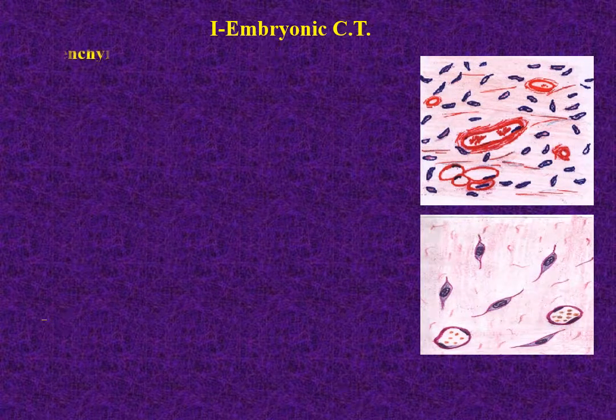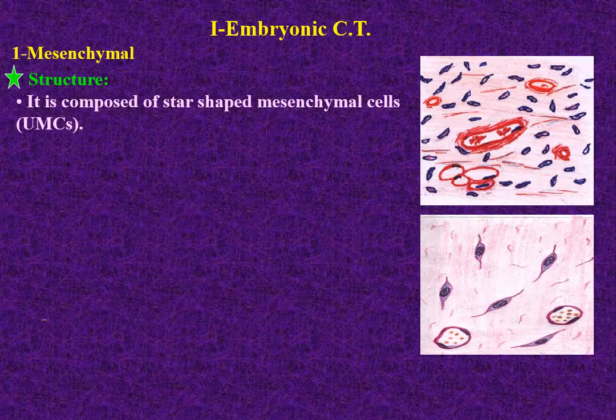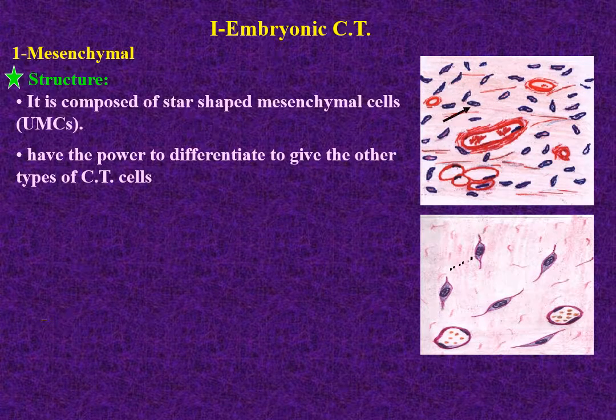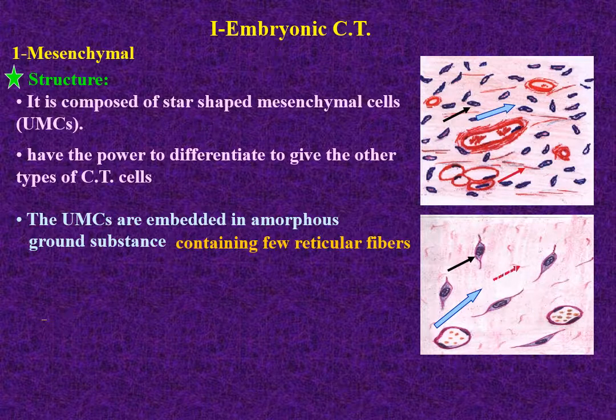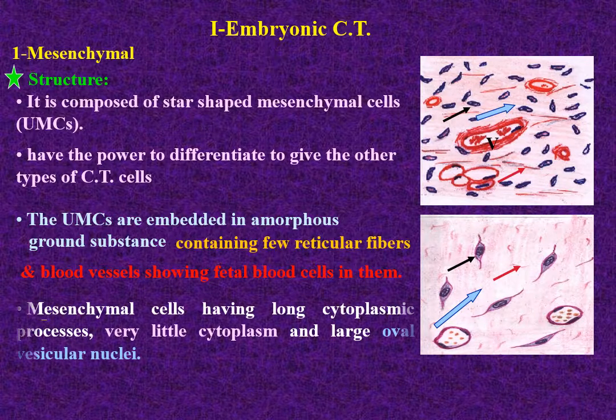Embryonic or mesenchymal connective tissue. Structure. It is composed of star-shaped mesenchymal cells having the power to differentiate to give the other types of connective tissue cells. The undifferentiated mesenchymal cells are embedded in an amorphous ground substance containing few reticular fibers. Sites. Embryonic connective tissue is found between the developing organs of the embryo.